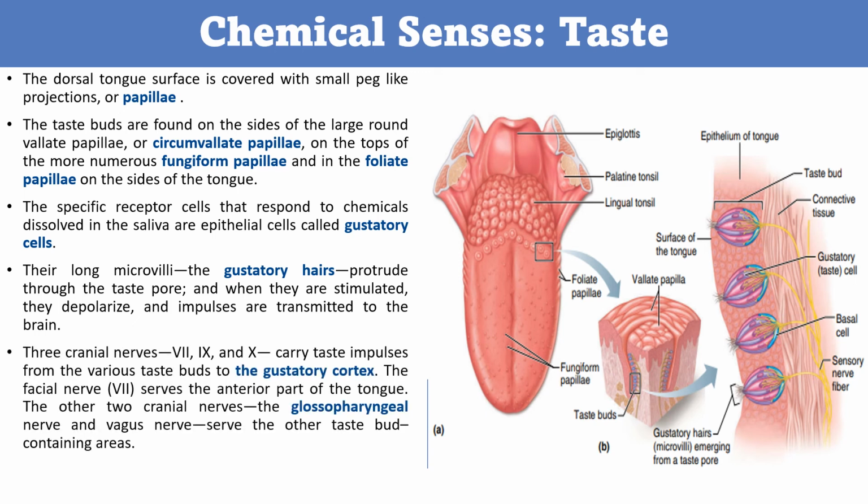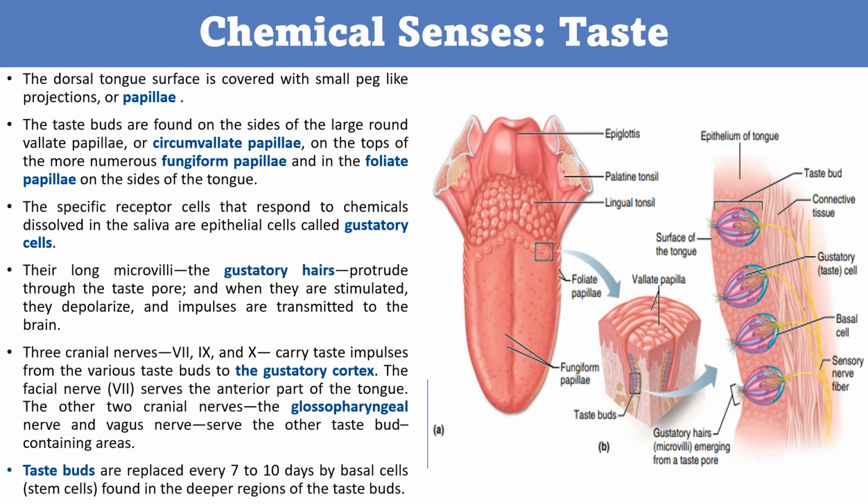Three cranial nerves, 7, 9, and 10, carry taste impulses from the various taste buds to the gustatory cortex. The facial nerve, 7, serves the anterior part of the tongue. The other two cranial nerves, the glossopharyngeal nerve and vagus nerve, serve the other taste bud containing areas. Taste buds are replaced every 7 to 10 days by basal cells or stem cells found in the deeper region of the taste bud.